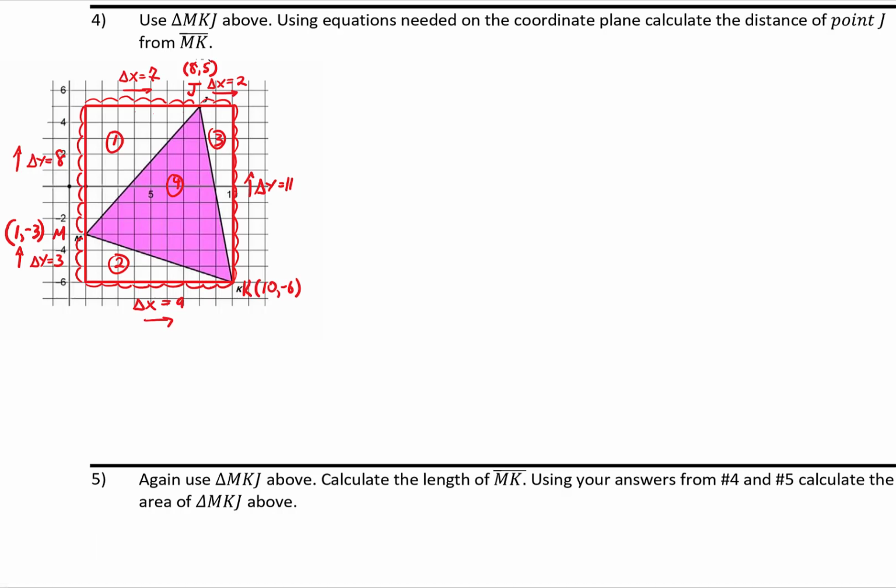So this question is asking us to use the triangle above, using equations needed on the coordinate plane, calculate the distance of point J from MK. So that means I have to look at this guy and find how far away he is from this segment. But to do that, I need a distance formula. And to use a distance formula, I need some kind of a point that lives here on this line, or this line segment. To do that, I need to find the line that's perpendicular.